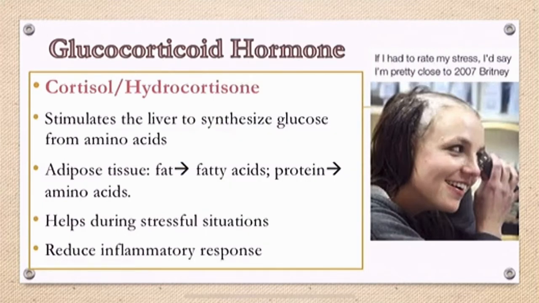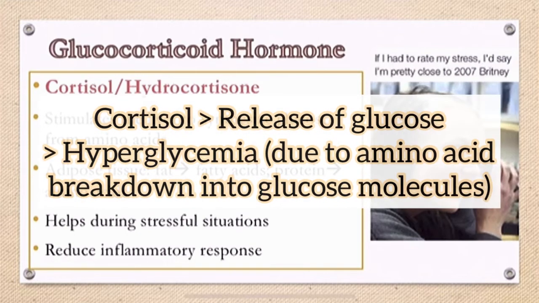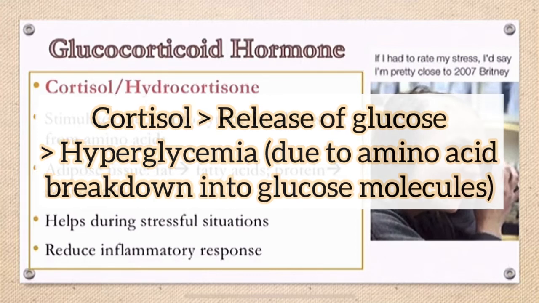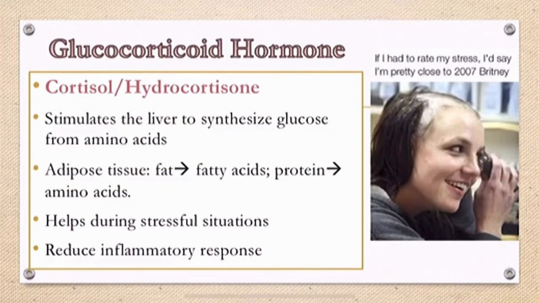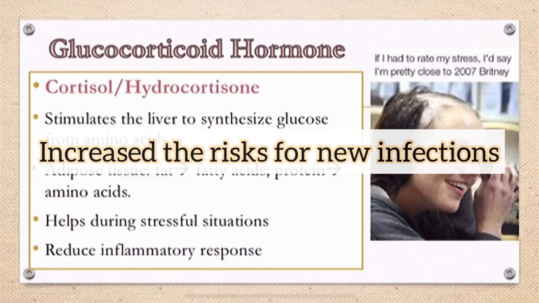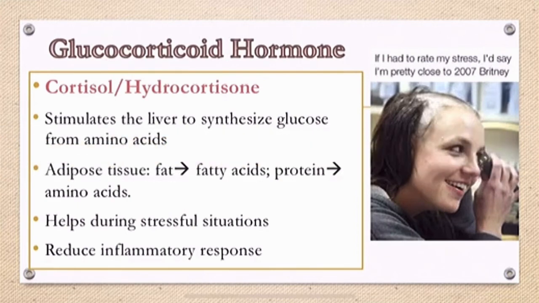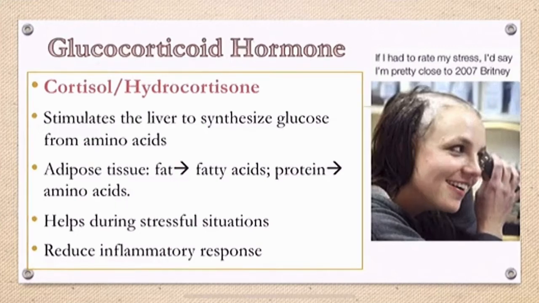As discussed earlier, stress can trigger the release of your cortisol. Your cortisol can lead to hyperglycemia due to the increased synthesis of new glucose molecules. This can also increase your blood pressure and suppress the immune system. This will lead to an increased risk of new infections, but this will reduce the inflammatory response. Therefore, it will decrease the pain, the swelling, and the heat in that area.